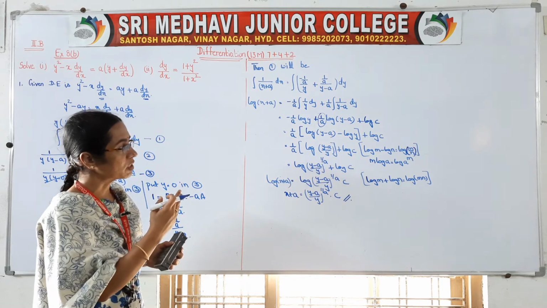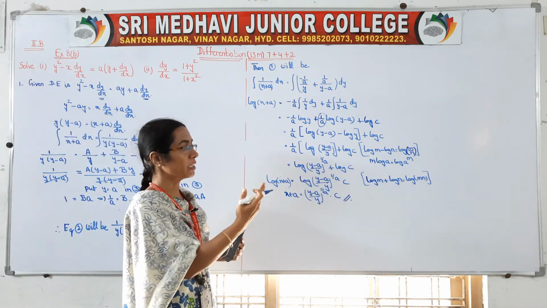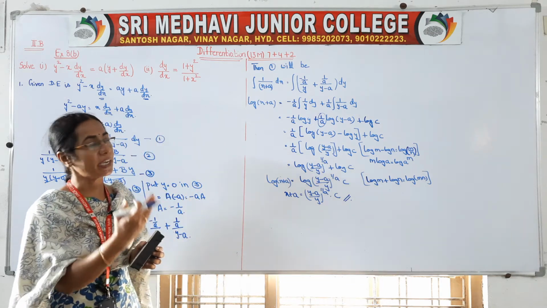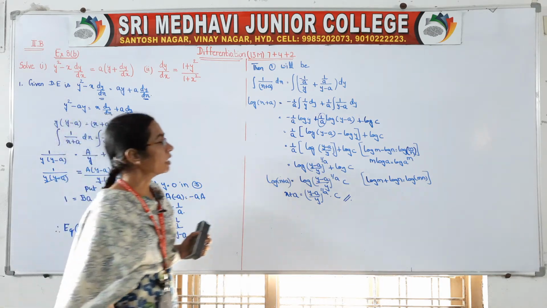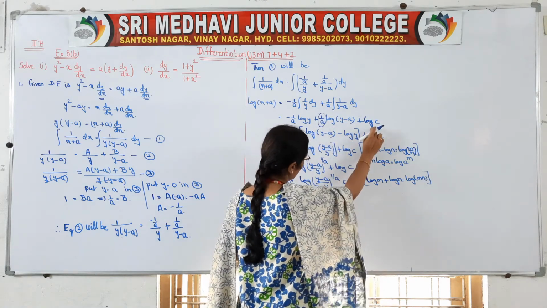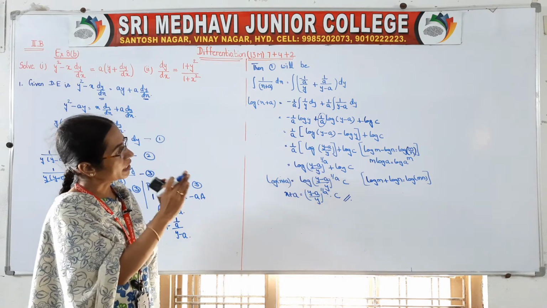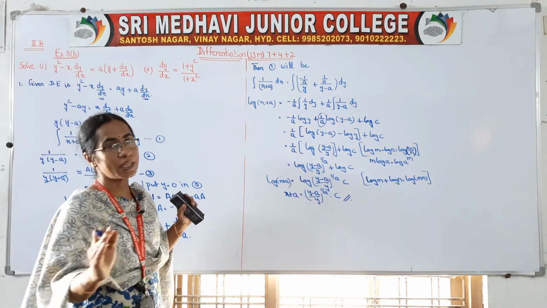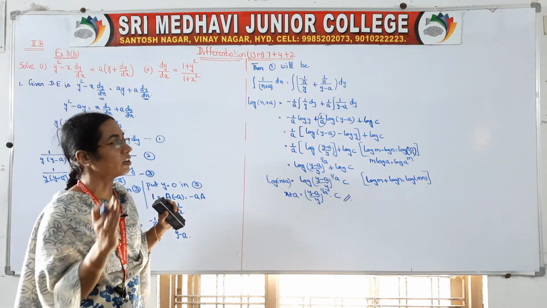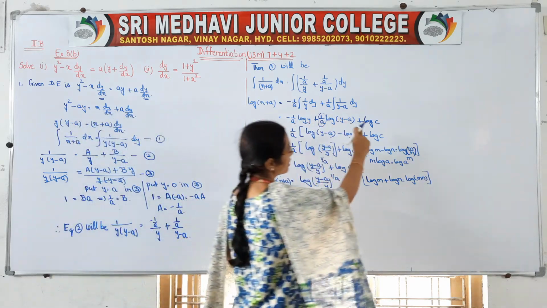Now it is of the form log m minus log n. If it is log m minus log n, we can take log m by n. Once the integral is completed, we have to write the integral constant c. All values are in terms of log, so compulsorily we have to take the integral constant also in terms of log only. So it is log c.